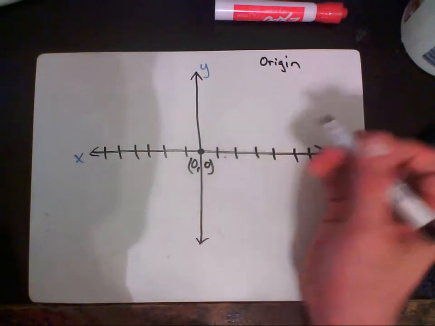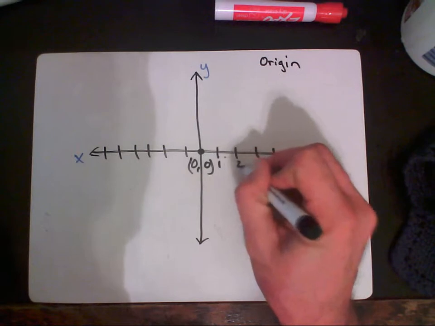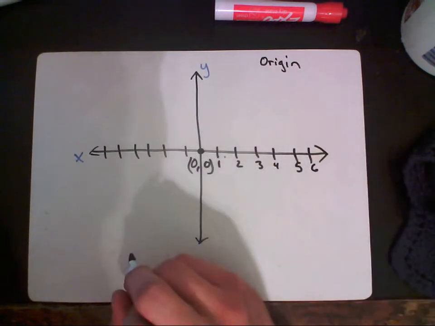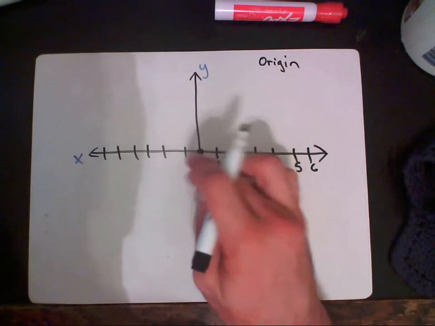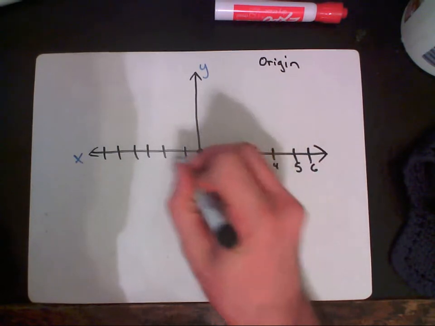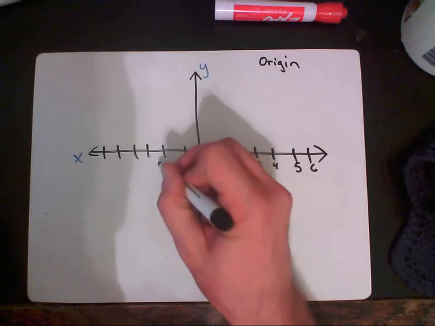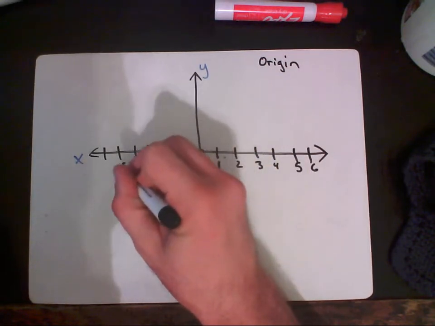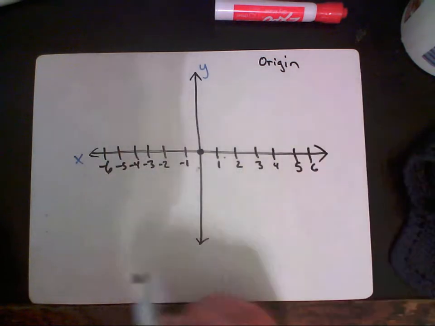My points on the right side. If we treat it like a number line, 1, 2, 3, 4, 5, 6. And on the left, negative 1, negative 2, negative 3, negative 4, negative 5, negative 6.